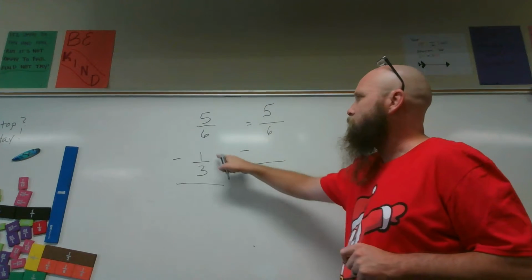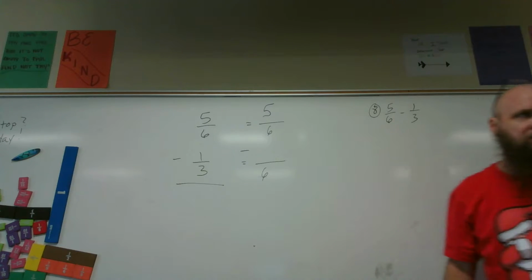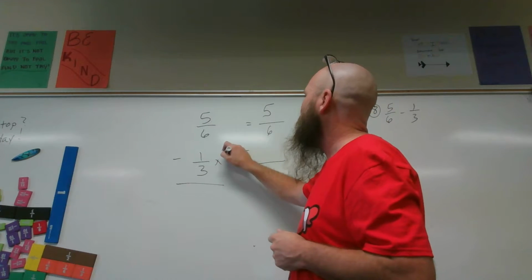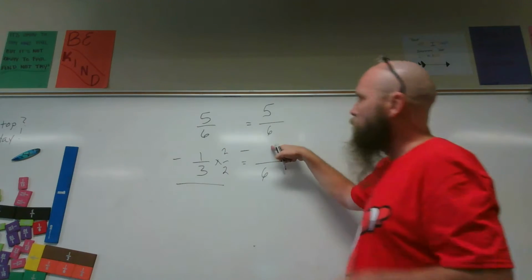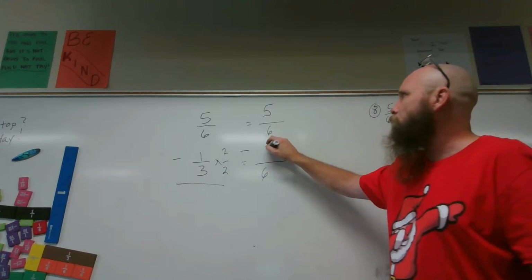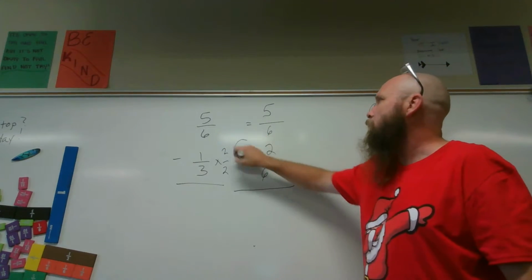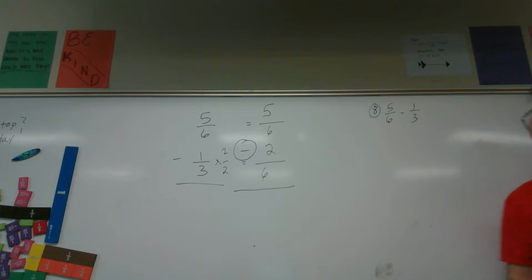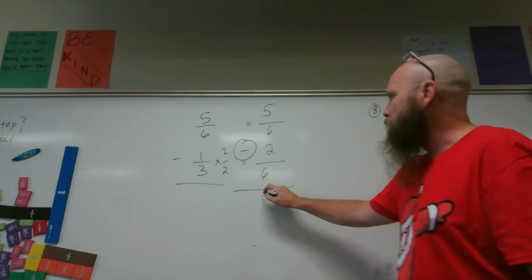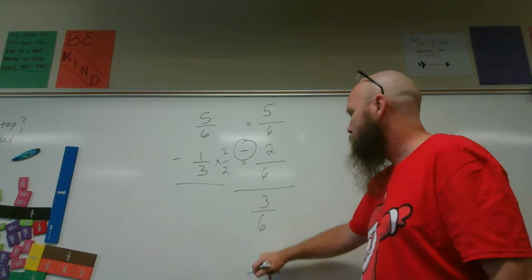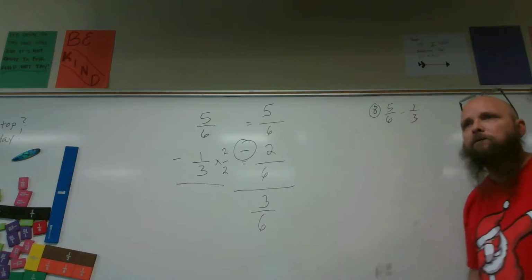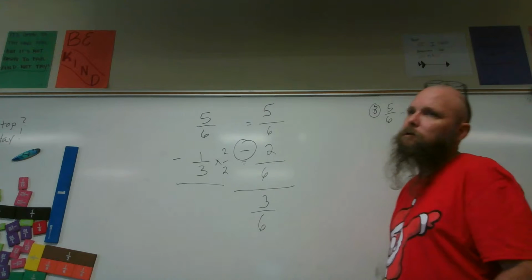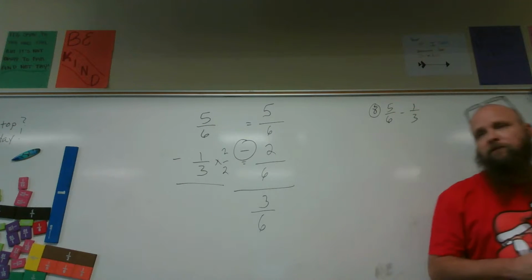This one's already 6. What do I multiply 1/3 by so that I have a denominator of 6? 2. I multiply by 2 halves. And my numerator here is 2. It's a subtraction problem, so I have 5/6 subtract 2/6, and I get 3/6. Is that my final answer? Are you sure?